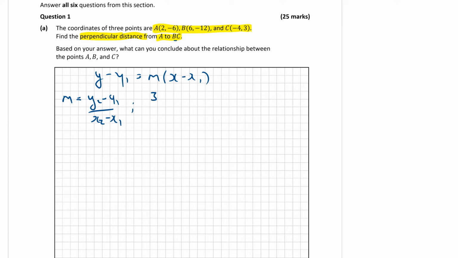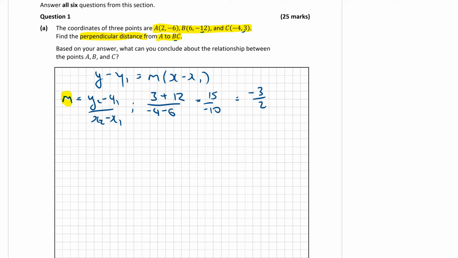So we'll go 3, which is y2, minus the y value of B, which is minus 12. So 3 minus minus 12, so that's 3 plus 12, over minus 4 minus 6. So that's 15 over minus 10, which gives us a slope of minus 3 over 2 there. So we know on going from B to C, that line is declining. Okay, so it's got a negative slope.